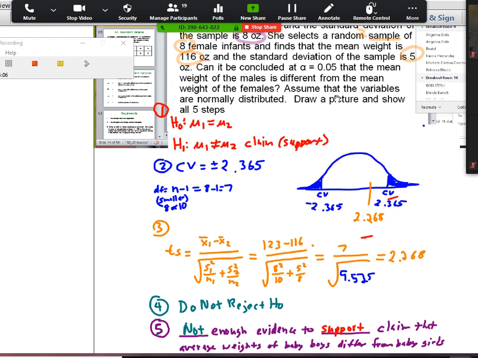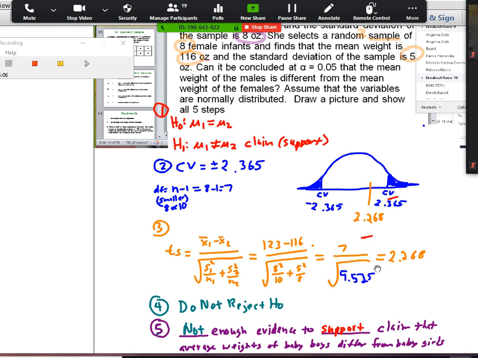Whenever your claim is the same, or equals, or is, or are, that means H naught is your claim, and you would use the word reject. It'd be reject down here. If down here, instead of saying "differs," it said "the same," then I'd be using the word reject there. We would be rejecting what? Rejecting the claim that the average weights of baby boys are the same as baby girls. Got it.